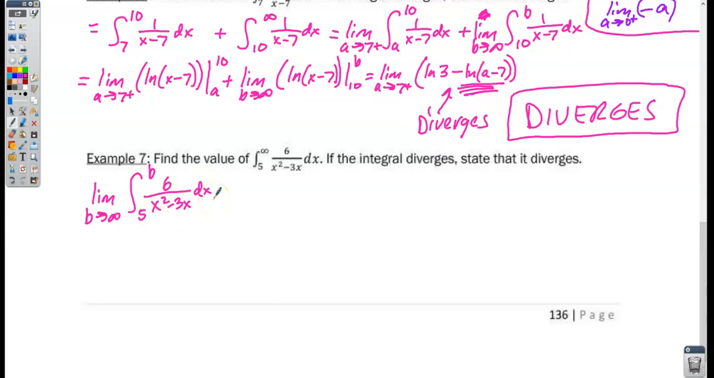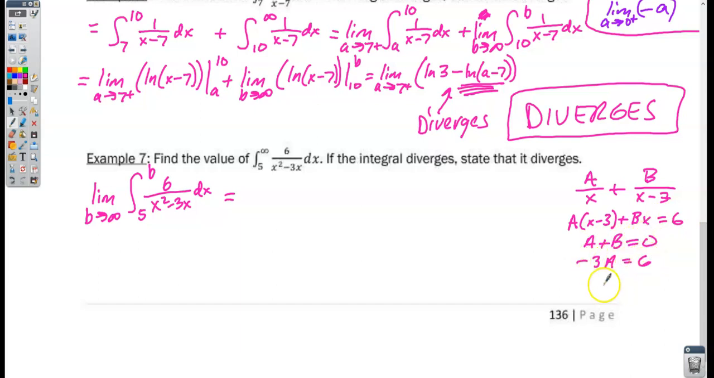Oh, guess what? This is a partial fractions integration. So I'm going to have to apply partial fractions to this. My factorization of my denominator is x times the quantity x minus 3. And so a times x minus 3 plus b times x has to be equal to 6. So a plus b equals 0. Negative 3a equals 6, so a equals negative 2. b equals positive 2.